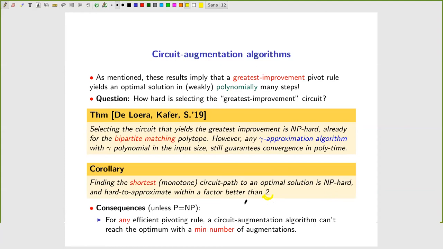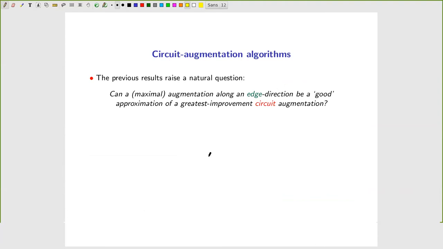But anyway, staying here with the algorithmic aspect that you guys asked before, what are we getting? Well, we are getting bad news, but it's not really bad, because if you can have a gamma approximation, then actually you would be fine. And so this now raises a natural question. Can a maximal augmentation along an edge direction be a good approximation of a greatest improvement circuit direction? If you could prove this, we know that moving along greatest improvement circuit augmentation leads us to an optimal extreme point in weakly polynomially many steps. So this could provide a way to say something about working on the edges of the polytope. If you could show that an edge direction is somehow a good approximation of this circuit direction, then you would be able to carry over the previous bound.